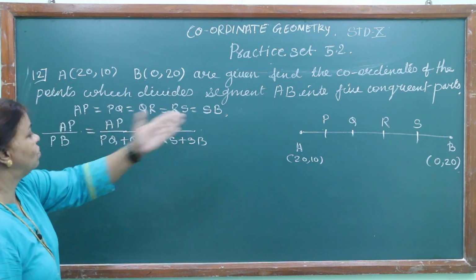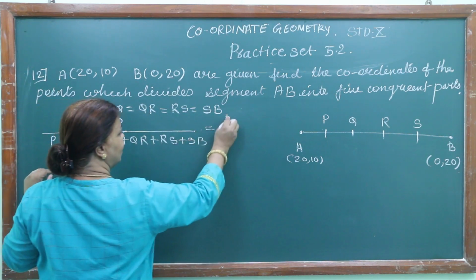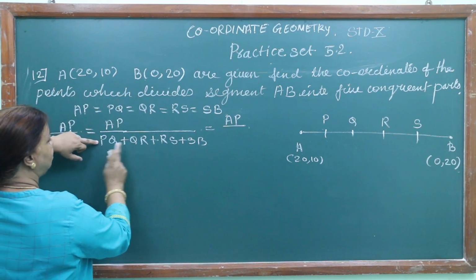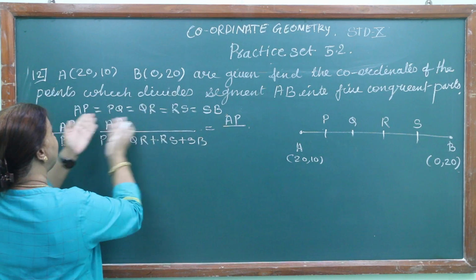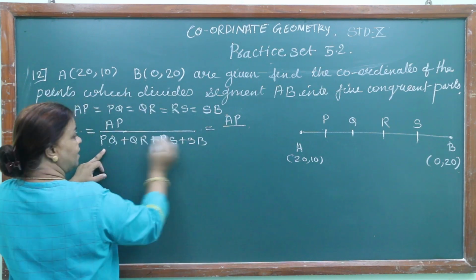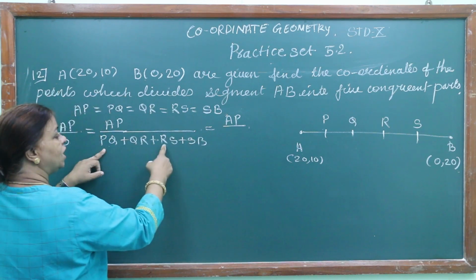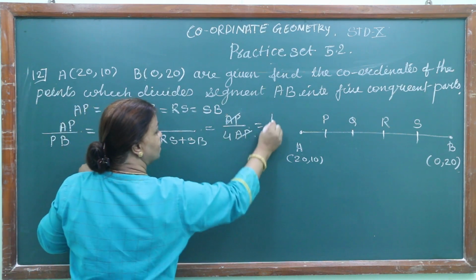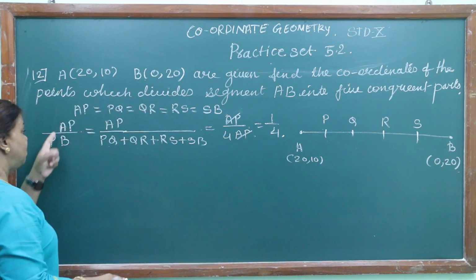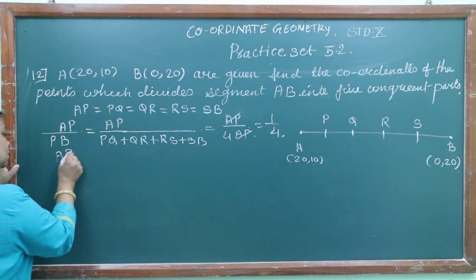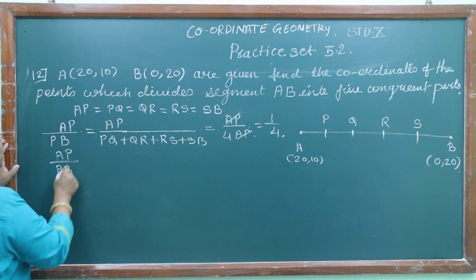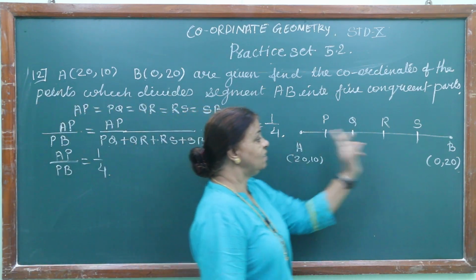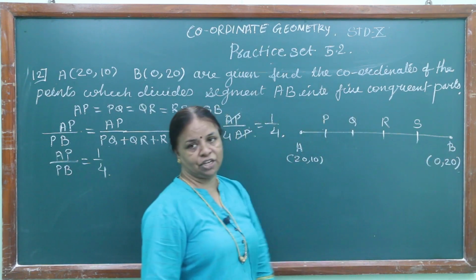And these all are equal to one another. Can I easily write AP upon AP, because these all are equal to AP. So, I can write here 1, 2, 3, 4 times AP. AP get cancelled, so 1 upon 4. So, AP upon PB is equal to 1 upon 4. That means point P is dividing this line into 1:4 ratio.